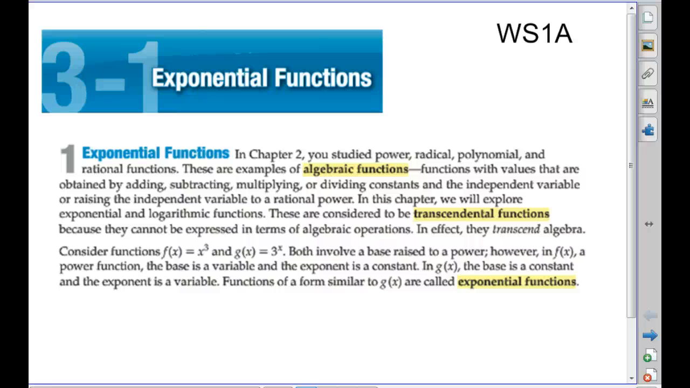All right, guys, this is worksheet 1. We are covering chapter 3 out of the Glencoe book, which is chapter 5 out of our book. This is exponential functions, okay? They talk about some vocabulary here.